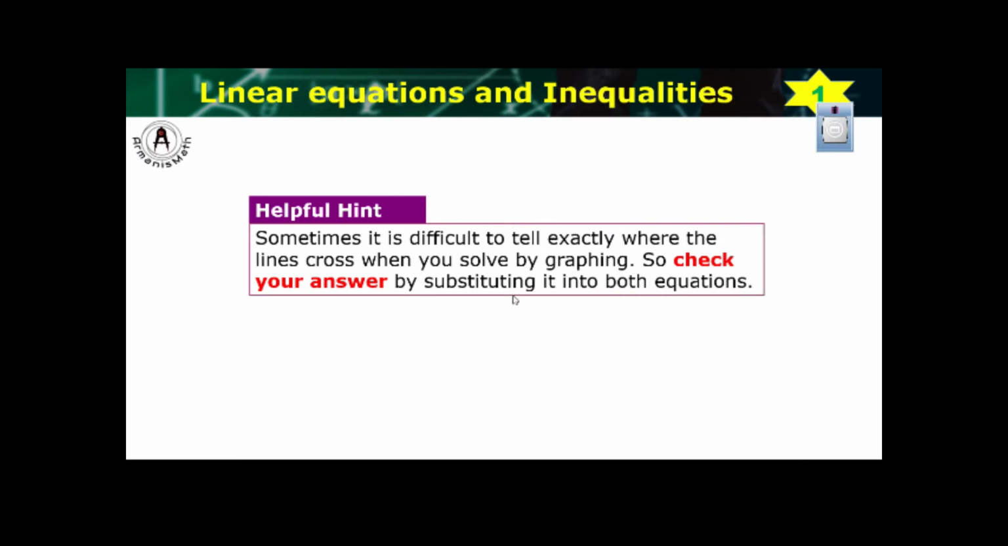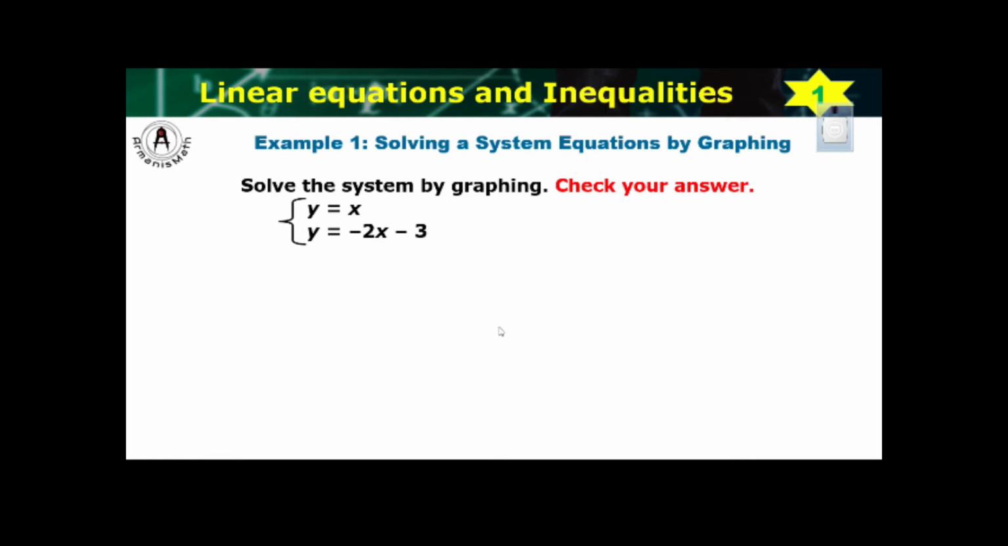Sometimes it's difficult to tell whether the lines cross when you graph. That's why you check your answer by substituting the point that you got into both equations, or 3 equations, or whatever number of equations. Here is a starting point. It says solve the system by graphing and check your answer. So if it does indicate I need to solve by graphing, guess what? I've got to graph. So let's try to graph this one here.